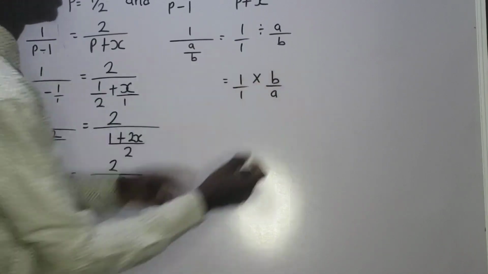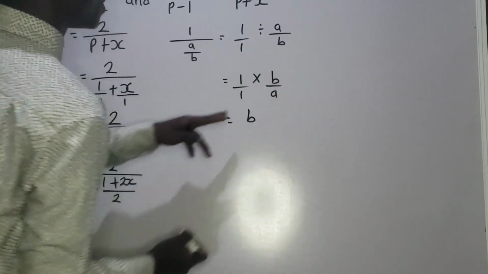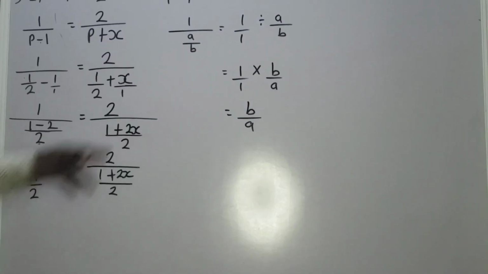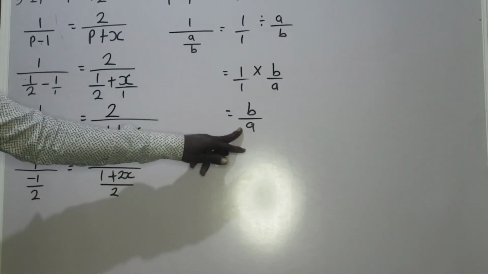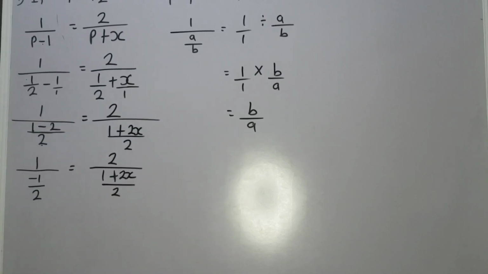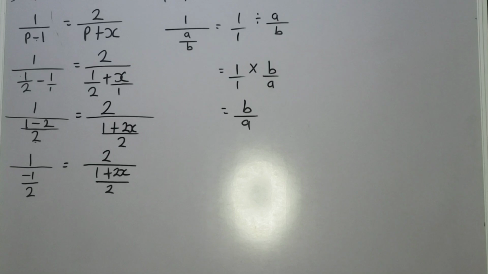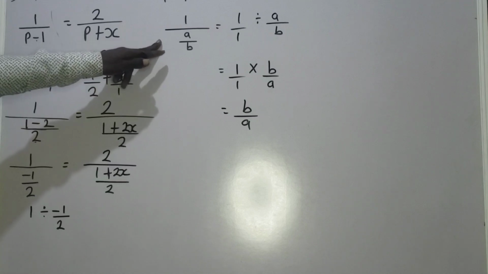1 multiplied by b is equal to what? B. And 1 multiplied by a is equal to what? A. So the simplified version of this is what? B over a. Now let's go back to the question. We have 1 divided by negative 1 over 2. For this, we're going to have 1, are you paying attention? Divided by negative 1 all over 2. Do you understand? Just like what I did with this example.